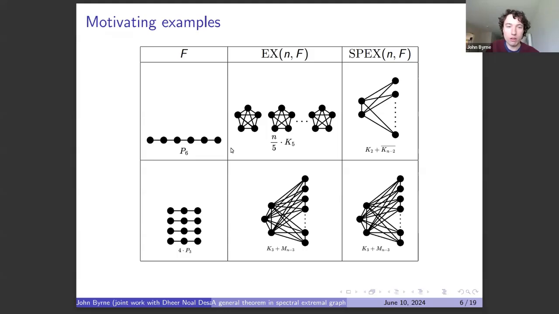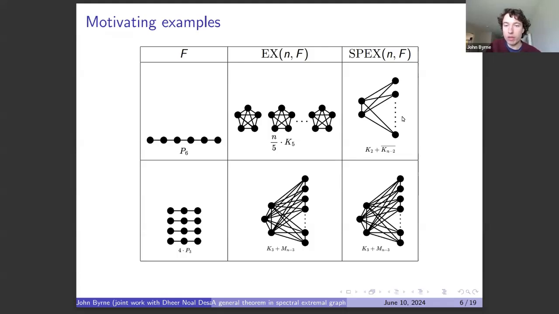So first, let's say that we just forbid a path of length 6. Erdős and Gallai showed that the edge extremal graphs for this forbidden subgraph are just obtained by taking a bunch of copies of the clique on 6 minus 1 vertices. However, the spectral extremal graphs are different. This is Nikiforov's result. The spectral extremal graphs are just the join of a clique on 2 vertices with an independent set on the rest of the vertices.